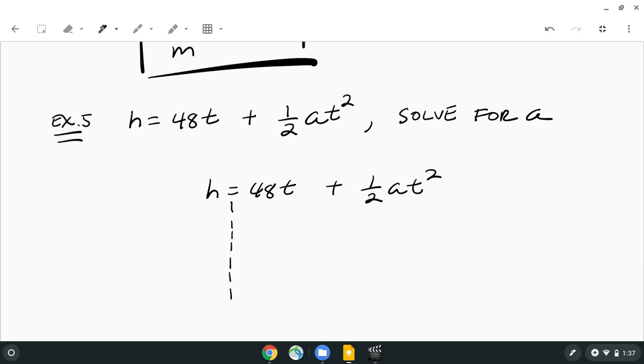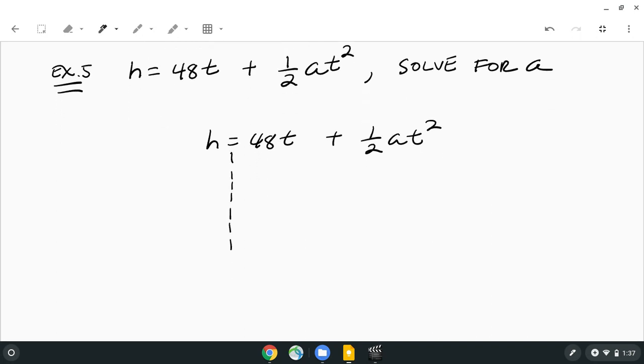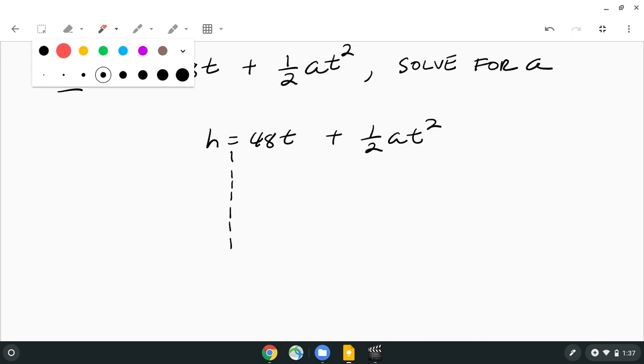Okay, so we have a mixture, a bunch of letters and a bunch of numbers. We're solving for A. Okay, so this term, 1/2 AT squared, is the term that has A. And so we need to get rid of the other one, so let's go ahead and cancel out this term. This is positive 48t. So if I want to cancel it, I'm going to subtract 48t on both sides. Okay, so let's go ahead and do that.